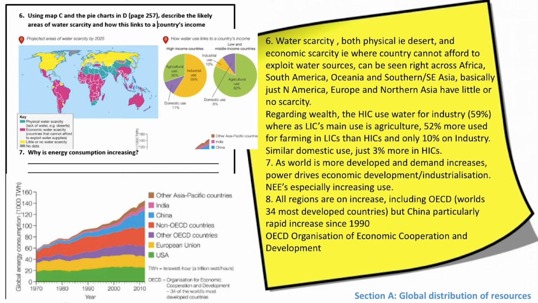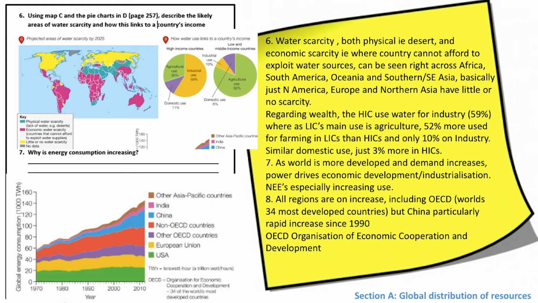It says, all regions are on the increase, including the OECD, which are the world's 34 most developed countries. China's growth has been particularly rapid since 1990. An OECD organisation, it just reminds us what that stands for: an Organisation of Economic Cooperation and Development. It might be worth writing that down in your notes somewhere.